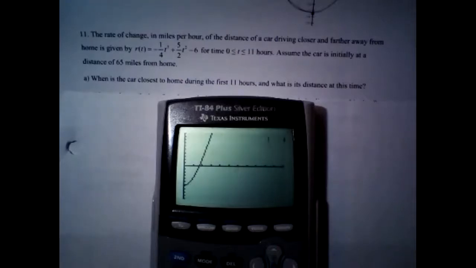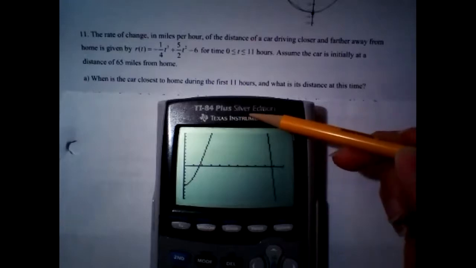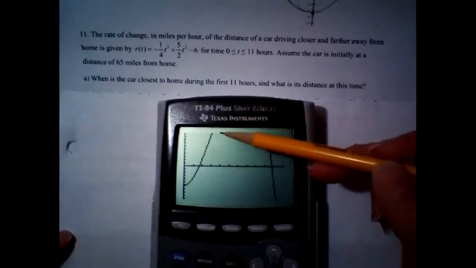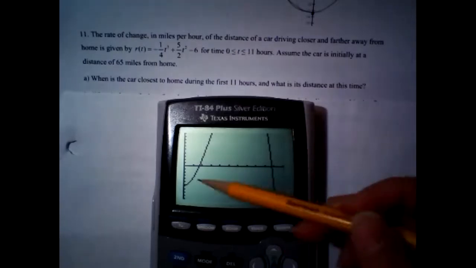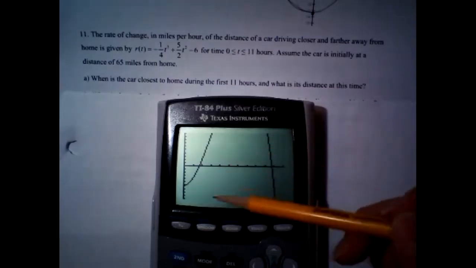I think I'm going to change the Y window. Well, I guess we don't really need to. I don't need those values. You can change this if you want to, I'm not going to bother. For the sake of time here, I'm just going to leave it as is. I can see everything I need to.